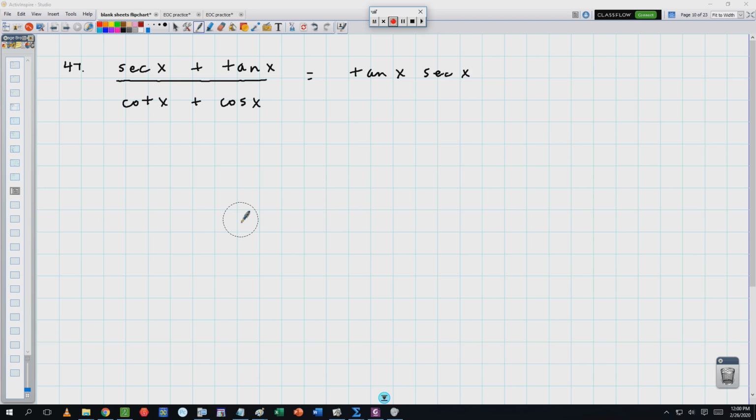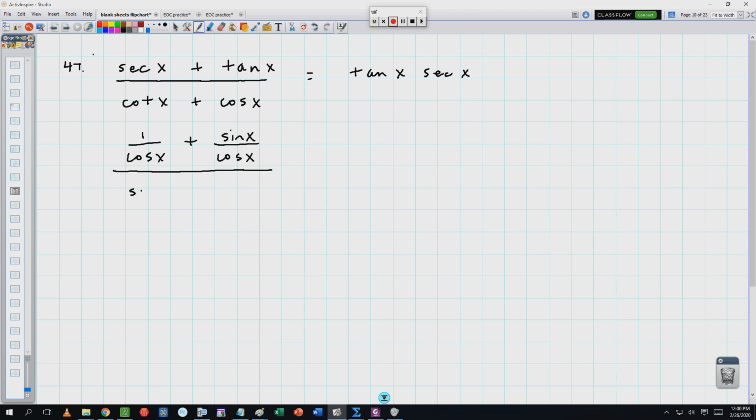Let's take a look at this one. I'm going to start over here on this left-hand side because usually there's more to do when you see a fraction. And there's a lot to hate here. That secant, I'm going to make that into 1 over cosine. That tangent, I am on purpose creating a complex fraction.